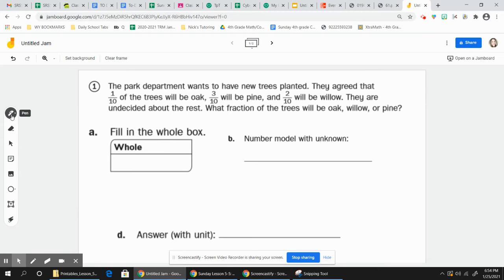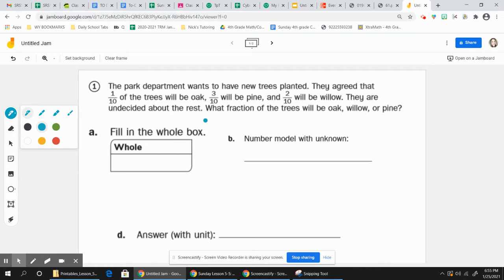All right, so let's take a look at the answers to question number 1. So the word problem says the park department wants to have new trees planted. They agreed that 1/10 of the trees will be oak, 3/10 of the trees will be pine, and 2/10 of the trees will be willow. They are undecided about the rest. What fraction of the trees will be oak, willow, or pine? So those are different types of trees.